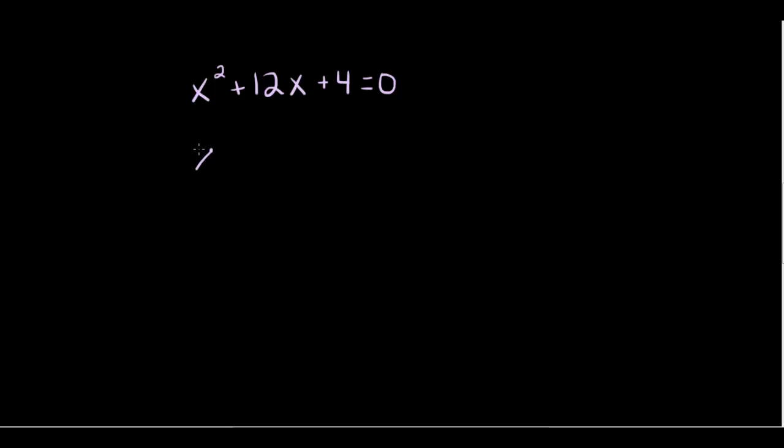I'm going to have x squared plus 12x. And in the previous video you learned that to complete the square, you take this value, divide it by 2, and then square it. So therefore, I'm going to add 12 over 2 squared. And then I also had the plus 4.